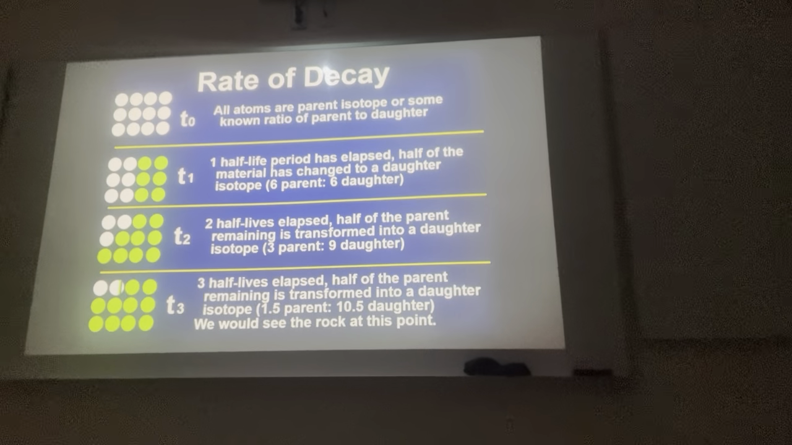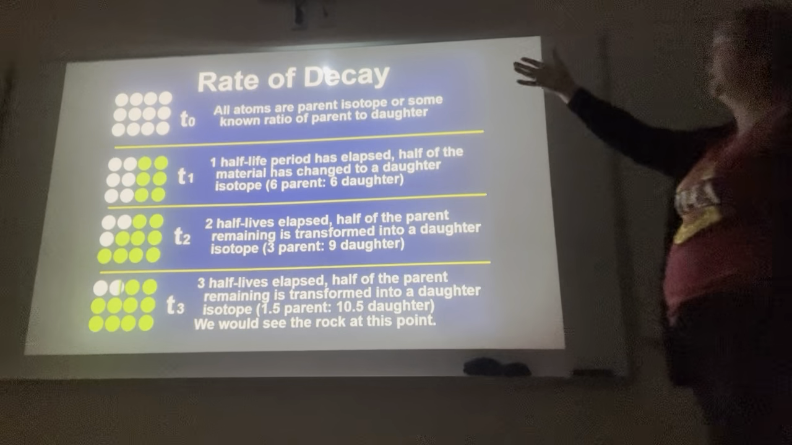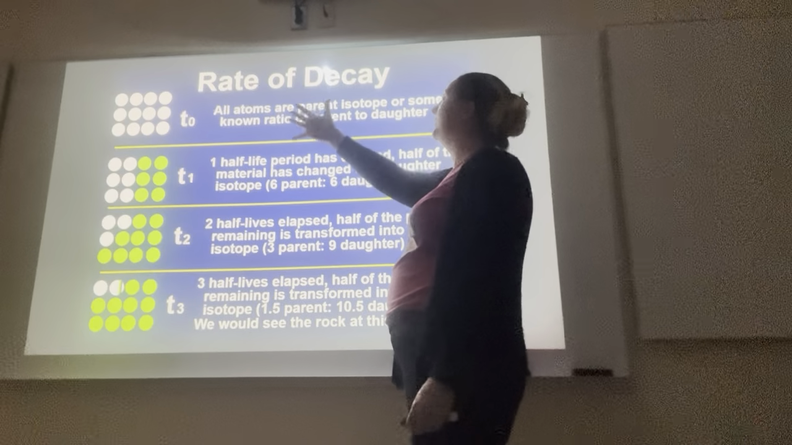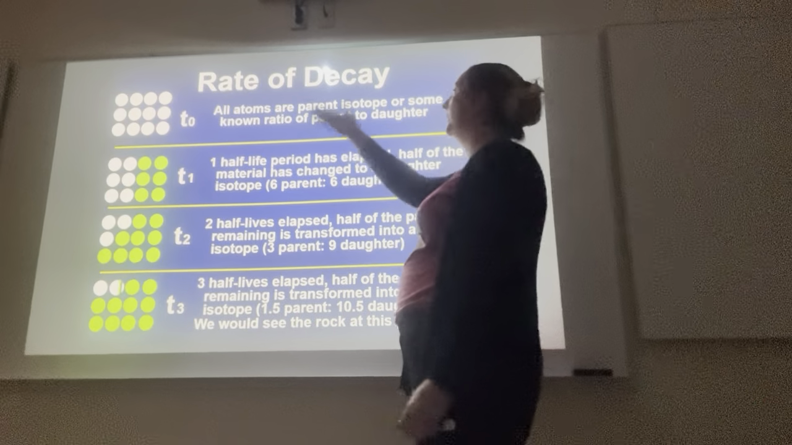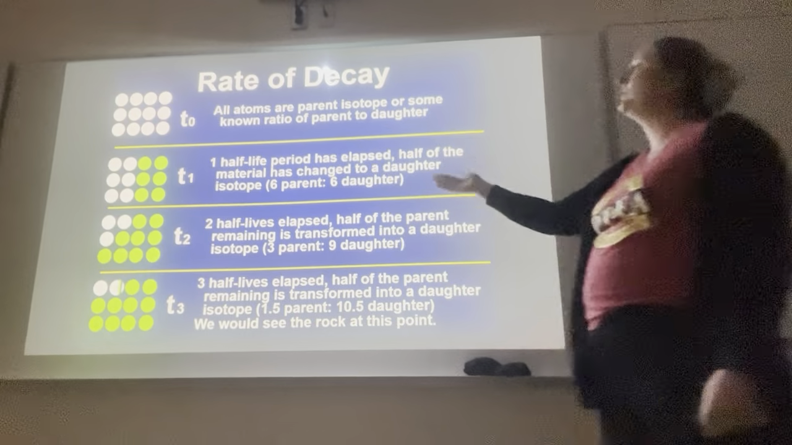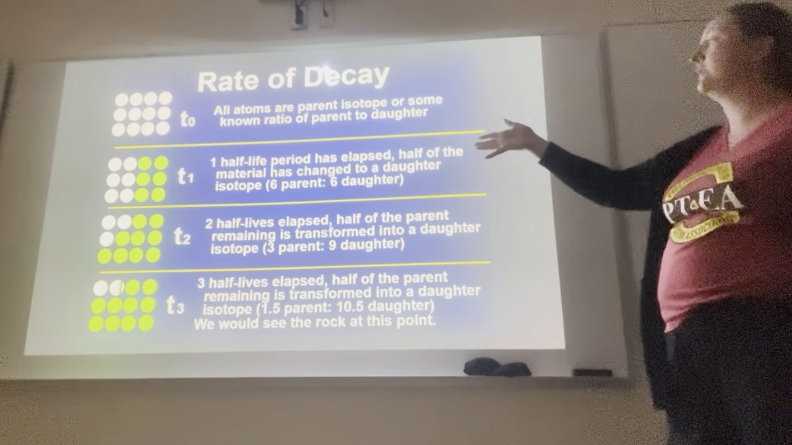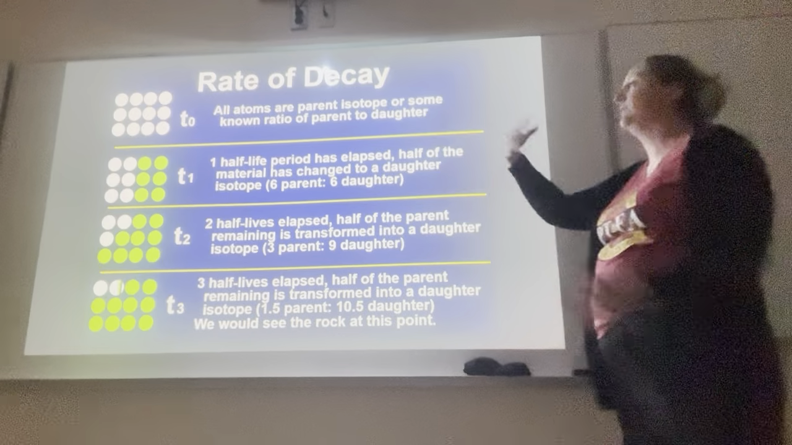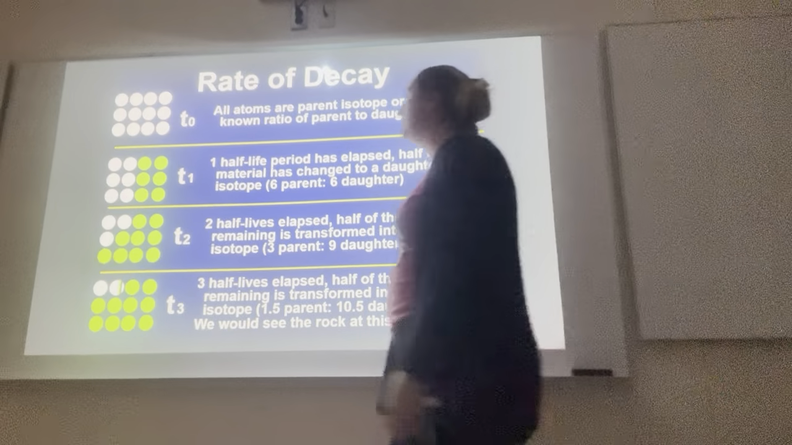This is just an image showing you kind of how this process would occur. At the time that the rock is first formed, we would say it's time 0. The rock has just formed, no half-lives have passed. All of the atoms within the sample are going to be parent isotope. After 1 half-life, half of the atoms have transformed into daughter isotope. After a second half-life, half of the remaining atoms have transformed.